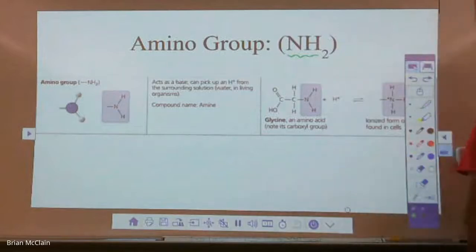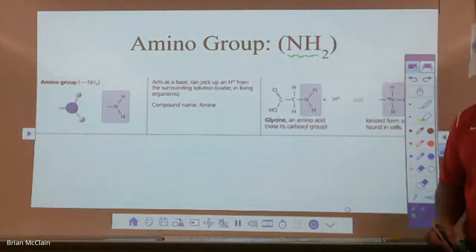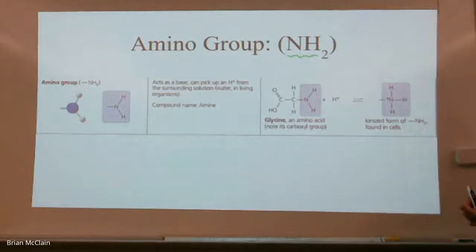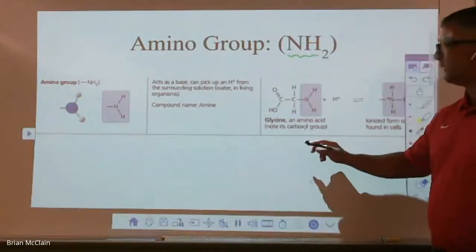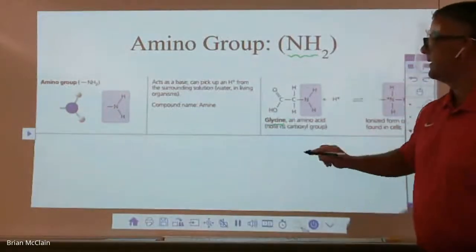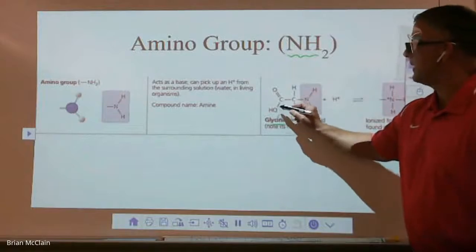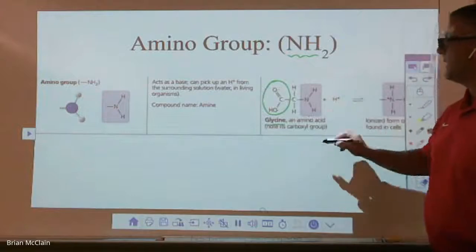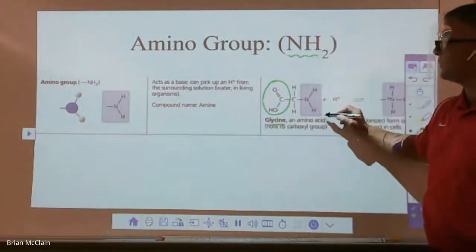So the amino group is going to be NH2, and obviously it's a component found in the amino acids, as well as the carboxyl. So if we look at this example right here, this is glycine. Here's my carboxyl, C, double bonded to the O, the OH, so that's a carboxyl group. And then here you can see you have your NH2.